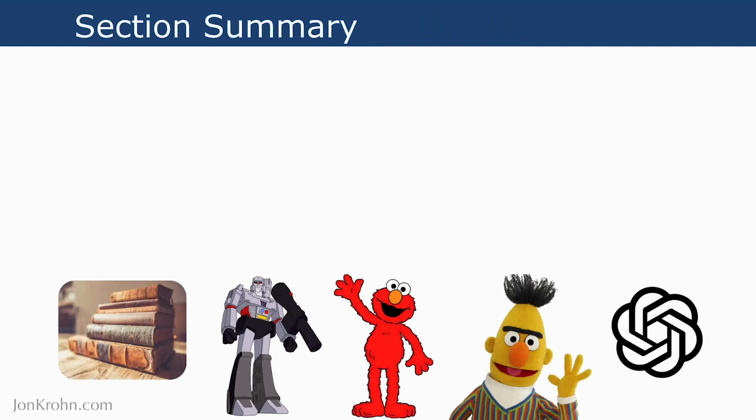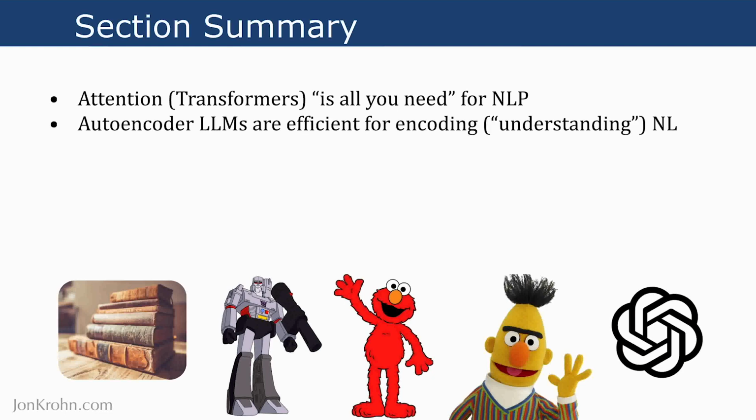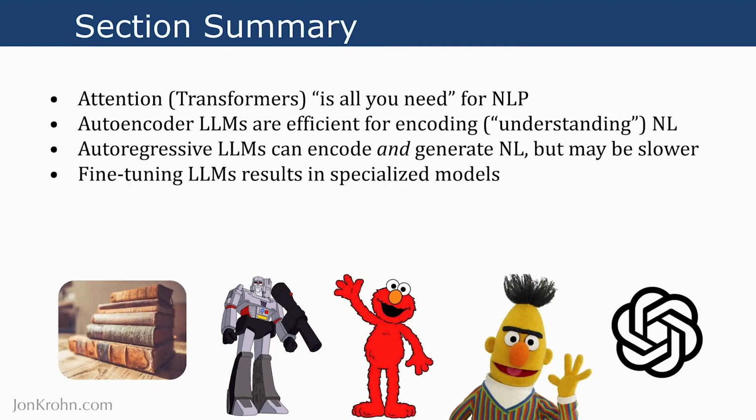All right, so this is the end of our first section. In it, we learned that attention with transformers is all you need for natural language processing. We talked about how autoencoder LLMs are efficient for encoding, that is, understanding natural language. Autoregressive LLMs can encode and generate natural language, but typically they're slower than autoencoders. We can fine-tune LLM results into specialized models, which is a really cool thing because it means we can be developing our own proprietary LLMs for our own use cases. And RLHF in particular is a fine-tuning approach that aligns our outputs with human desires.